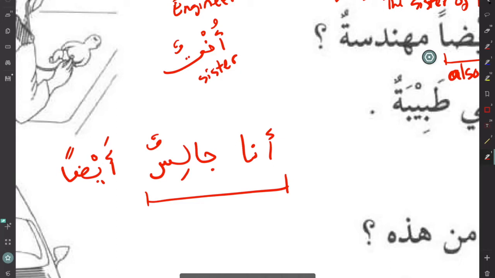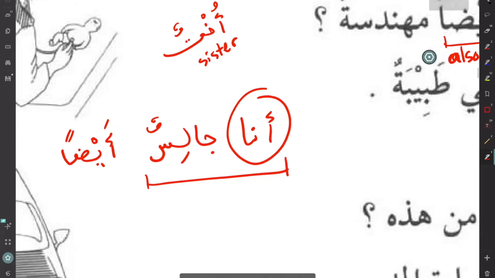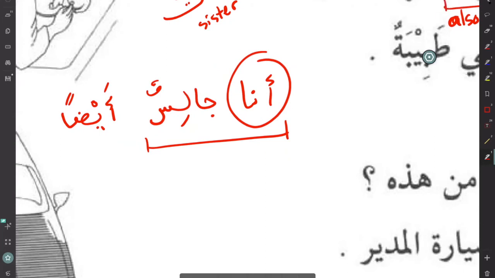What do you think? Remember, I'm trying to get you to go into the Arabs' mindset, because they have this whole concept of masculine and feminine. Once you understand this, everything will be easy. Ana has nothing to do with masculine and feminine, because Ana, I, can be masculine or feminine. But even here, the context changes, because you are a sister. So now you cannot say jalisun. You have to say jalisatun.